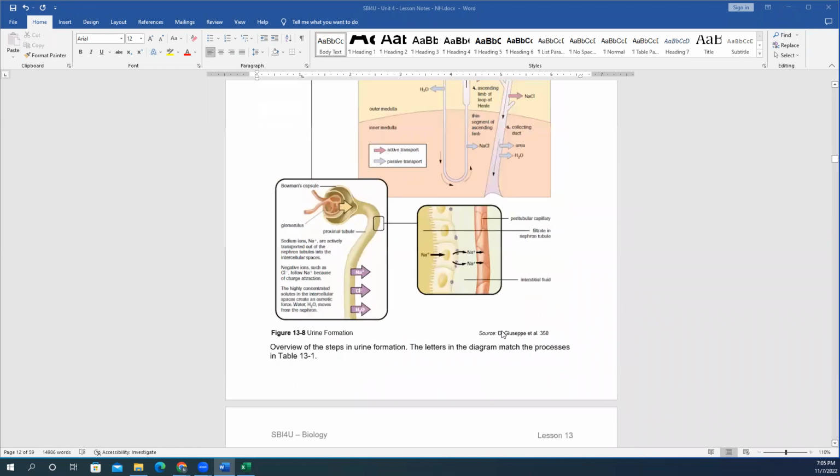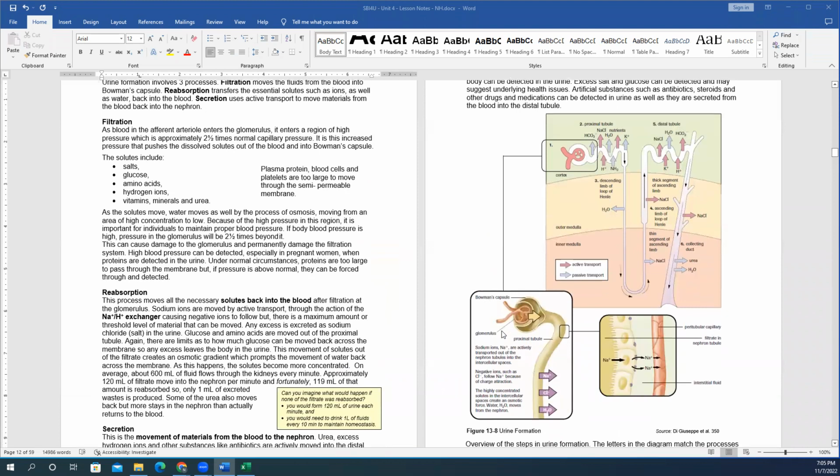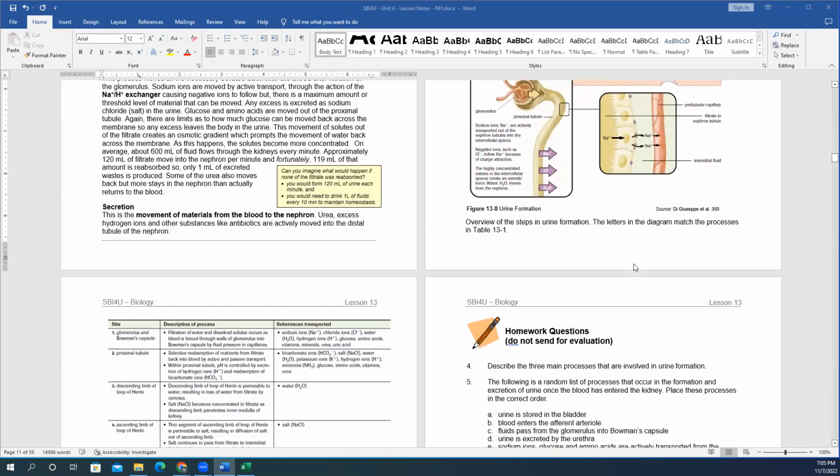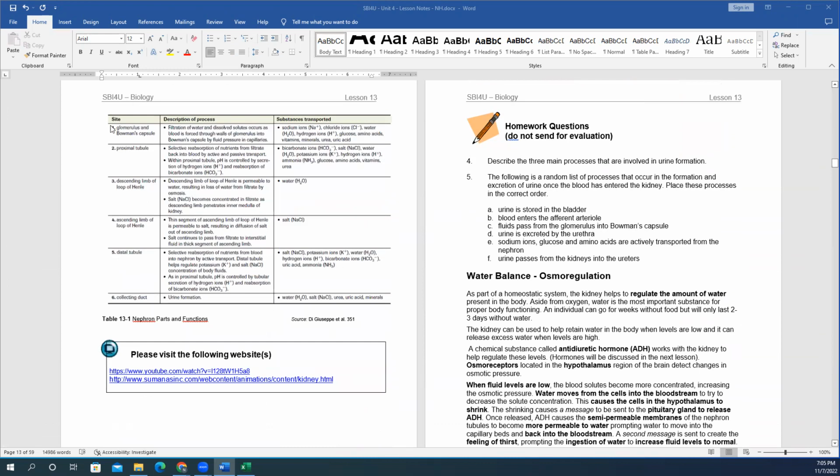So here in this diagram, which is actually from your textbook on page 350, this is just an overview of the steps that take place in urine formation. And this chart really summarizes the site, the description of the process, and what the substances are that are transported.